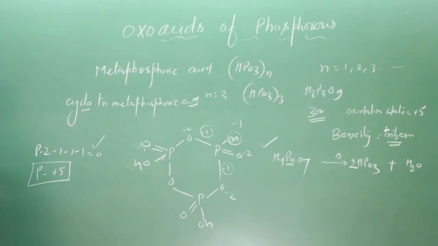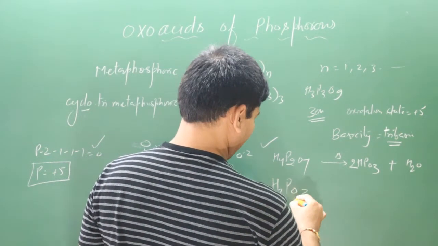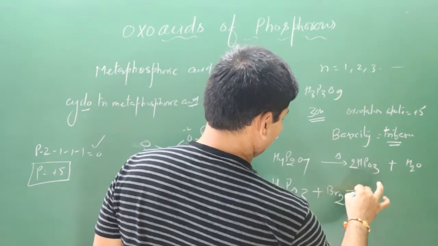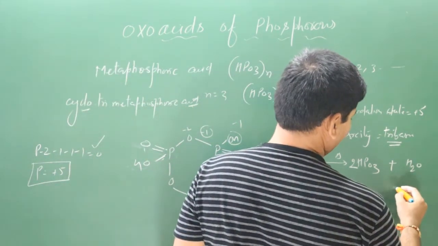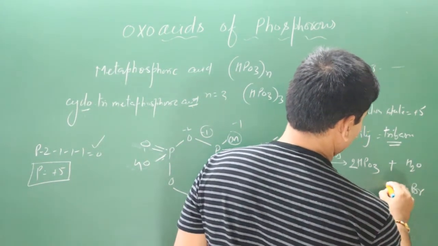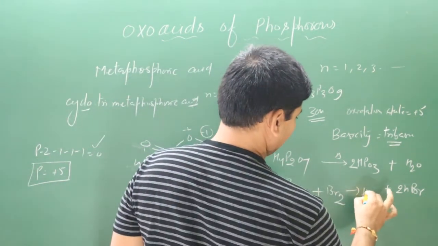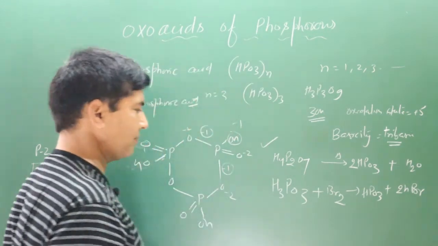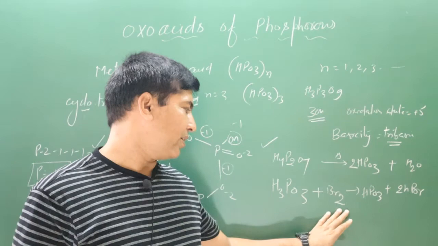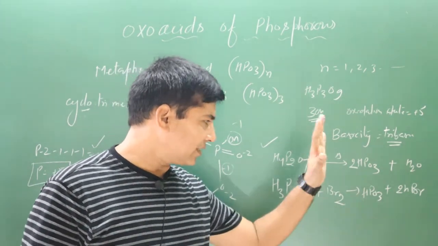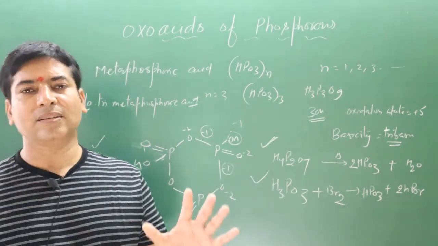Another preparation reaction we have is H3PO3. When it reacts with Br2, it can release 2 hydrogen, and these combine with 2 Br to form HBr, and the remaining will be the main product, HPO3. Because 2 hydrogens went with Br, 1 hydrogen is left: HPO3. That's it. This is the first preparation reaction, and this is the second preparation reaction.